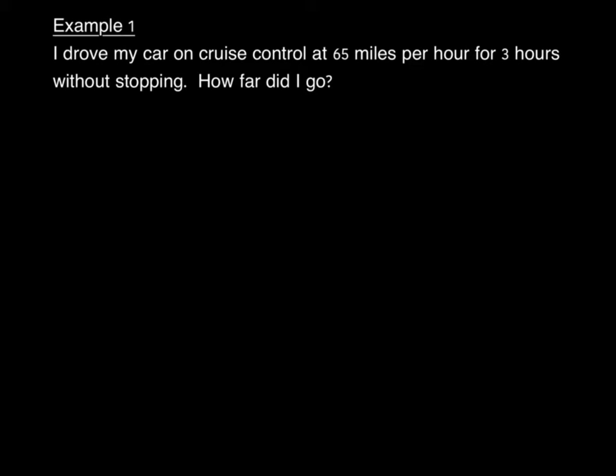All right, so the second part of task 17 is looking at different speed and work problems, looking at distance and time and figuring out rates. So for example 1, it says I drove my car on cruise control at 65 miles per hour for 3 hours without stopping. How far did I go? So for these problems, you're going to use a formula that is D equals R times T.